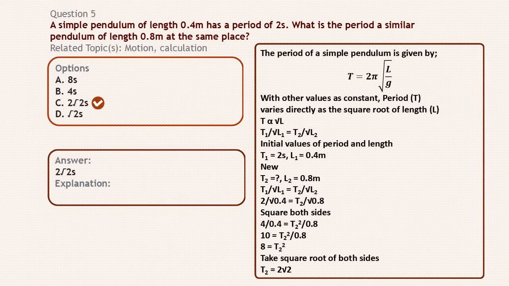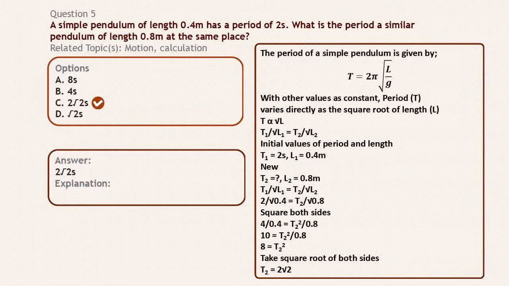Now remember in Charles' law, for example, I just want to draw something here in terms of variation. We have in Charles' law, V is directly proportional to T. Then from there we get V1 over T1 is equal to V2 over T2. We are going to do a similar thing here. T is directly proportional to root L.